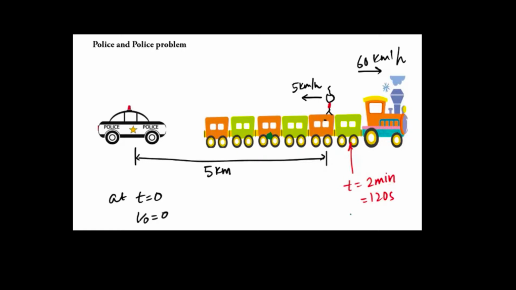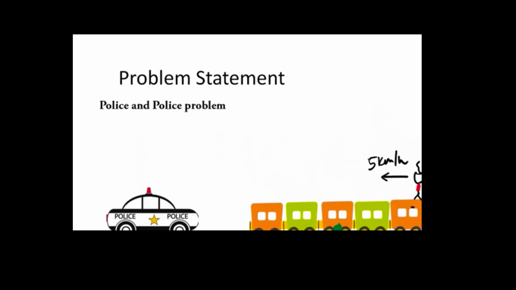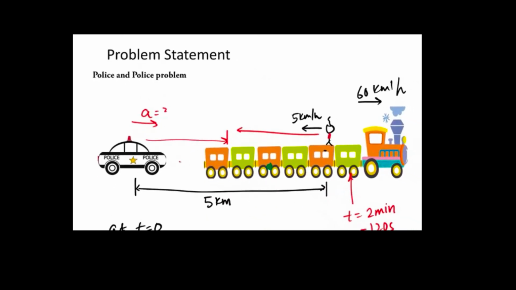Now the question asks, at what constant acceleration does this police car have to move to reach somewhere over here, while the train reaches somewhere over here, so that this guy can jump from the train onto the car? That is what you have to find. Right now this problem might be a little complex for us, but once we have seen all the videos and done all the things properly, you'll be able to do this problem very easily.